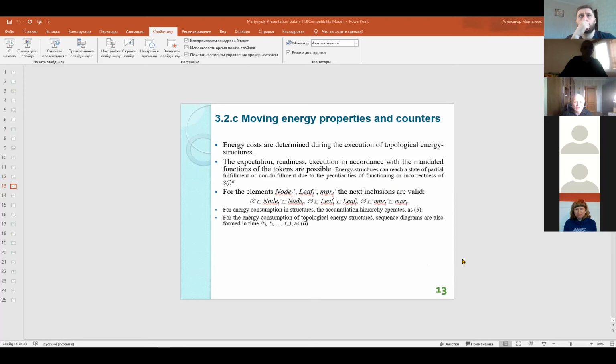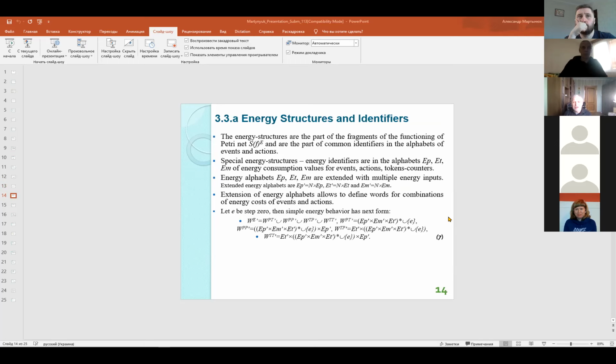Energy costs are determined during the execution of topological energy structures. The expectation readiness execution in accordance with mandated functions of tokens are possible. For example, node with and PetriNet, the next inclusions are valid. The energy structures are the part of the fragment of functioning of PetriNet and are the part of common identifiers in the alphabets of events and actions.